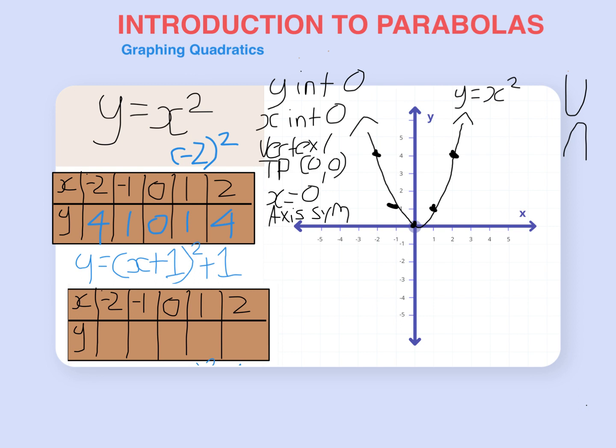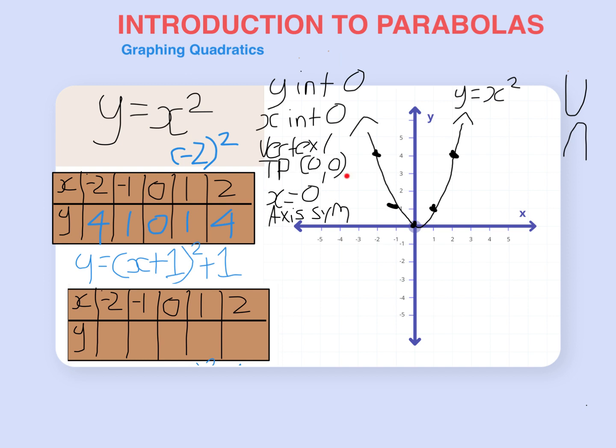It won't always be the y-axis that's the axis of symmetry, but a parabola will always have an axis of symmetry, a vertex or turning point, and a y-intercept. As for x-intercepts, it depends on the parabola. Some have 0 x-intercepts, some have 1, and some have 2. All right, I'm going to rub out this information, and then we're going to graph this one.